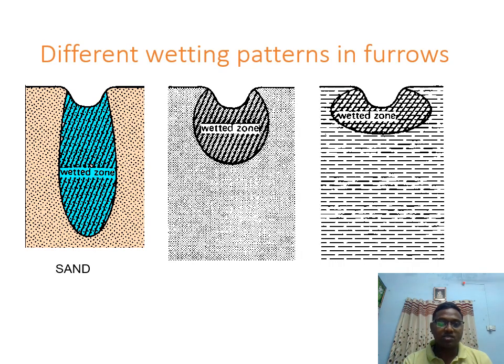In this figure you can see the different wetting patterns of the furrow depending upon the soil type. You can see here the vertical movement is more. This is the sandy soil. Here is a sandy loam soil. And this is mostly the clay soil, where lateral movement will be more.